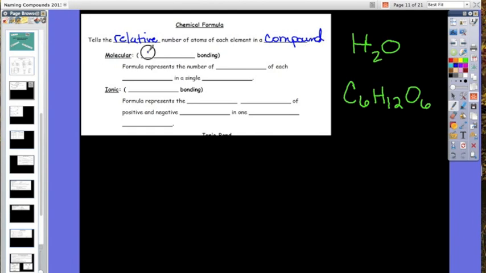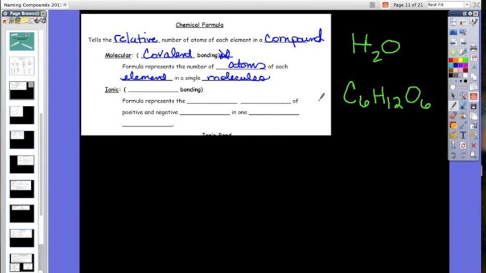And for molecular compounds, we're talking about covalent bonding, which is what this episode is going to concentrate on. And for a covalent compound, the formula represents the number of atoms of each element in a single molecule. When we're talking about covalent compounds, we call those molecules.